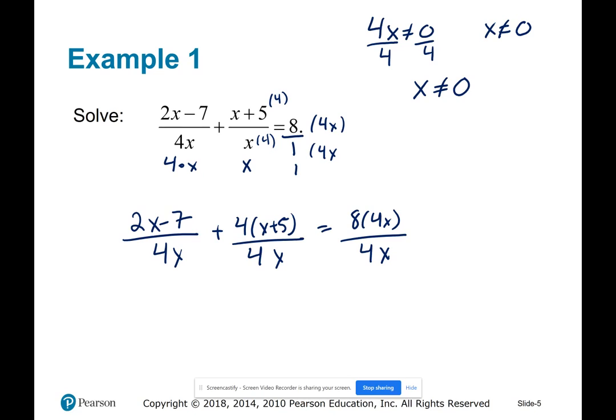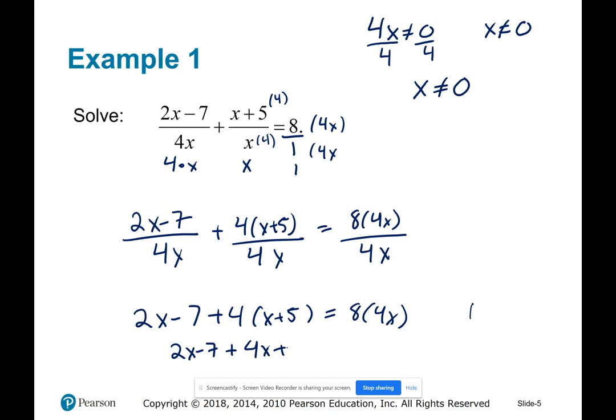Now that my bottoms are the same, I'm just going to focus on the top, and I'm going to solve that using my algebra skills. So I get 2x minus 7 plus 4x plus 20 equals 32x. On the side, I'm going to combine my x's. 2x and 4x is 6x. Negative 7 plus 20 is 13. So 6x plus 13 equals 32x.